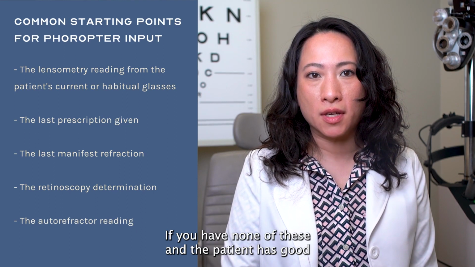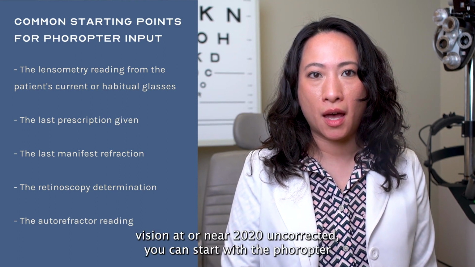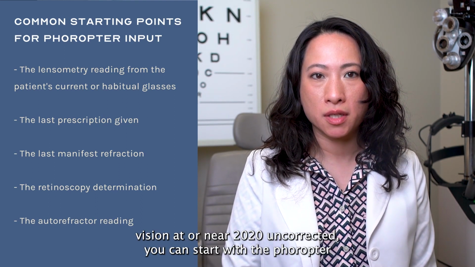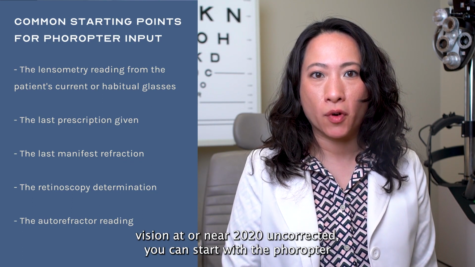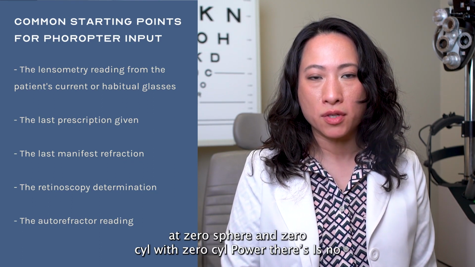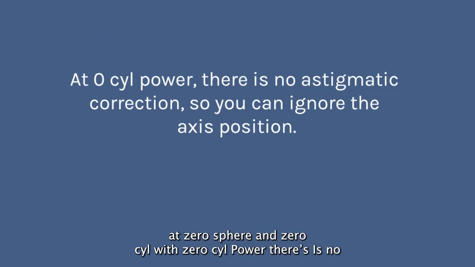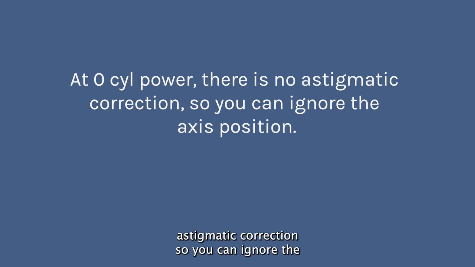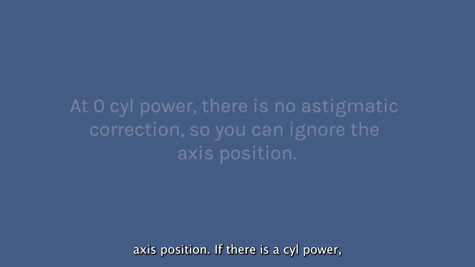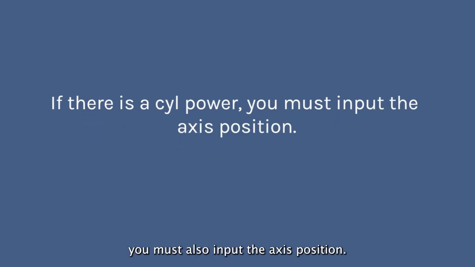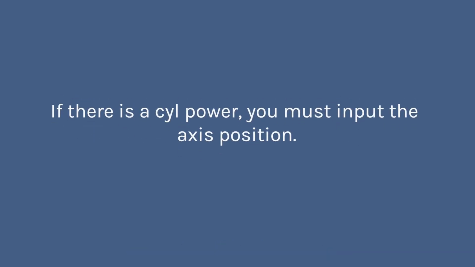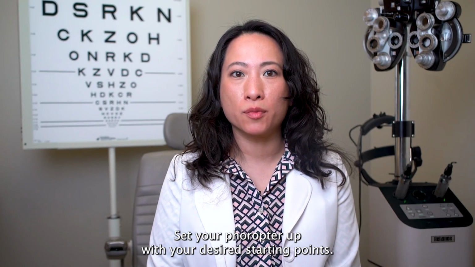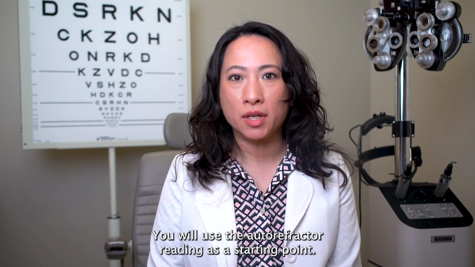If you have none of these and the patient has good vision, at or near 20/20 uncorrected, you can start with the phoropter at 0 sphere and 0 cyl. With 0 cyl power, there is no astigmatic correction, so you can ignore the axis position. If there is a cyl power, you must also input the axis position. Set your phoropter up with your desired starting point. You will use the autorefractor reading as the starting point.